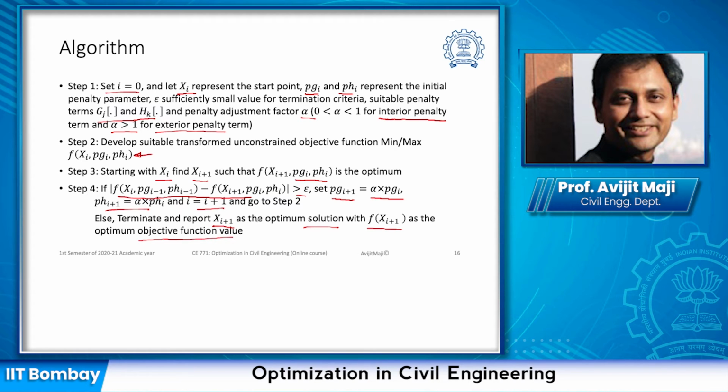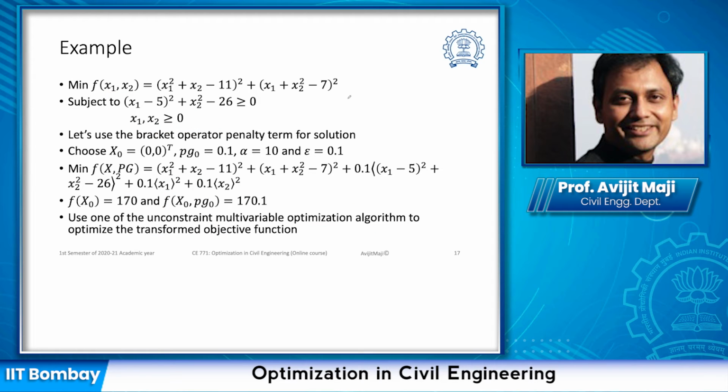Now we'll be looking into this particular method through an example. We are going to use the same example which you have seen in the last few classes. In this particular problem, we are going to minimize this function. Along with that, we also want to introduce a constraint which is indicated in this. If you recall, we used to have the constraint in the standard form as less than or equal to 0. In this case, it is greater than or equal to 0.